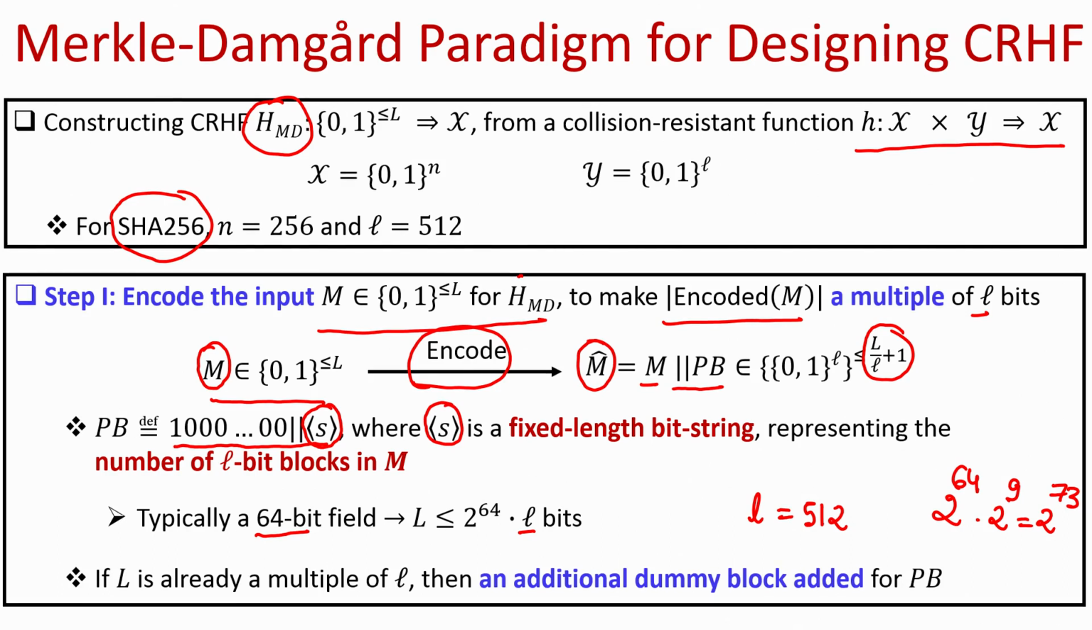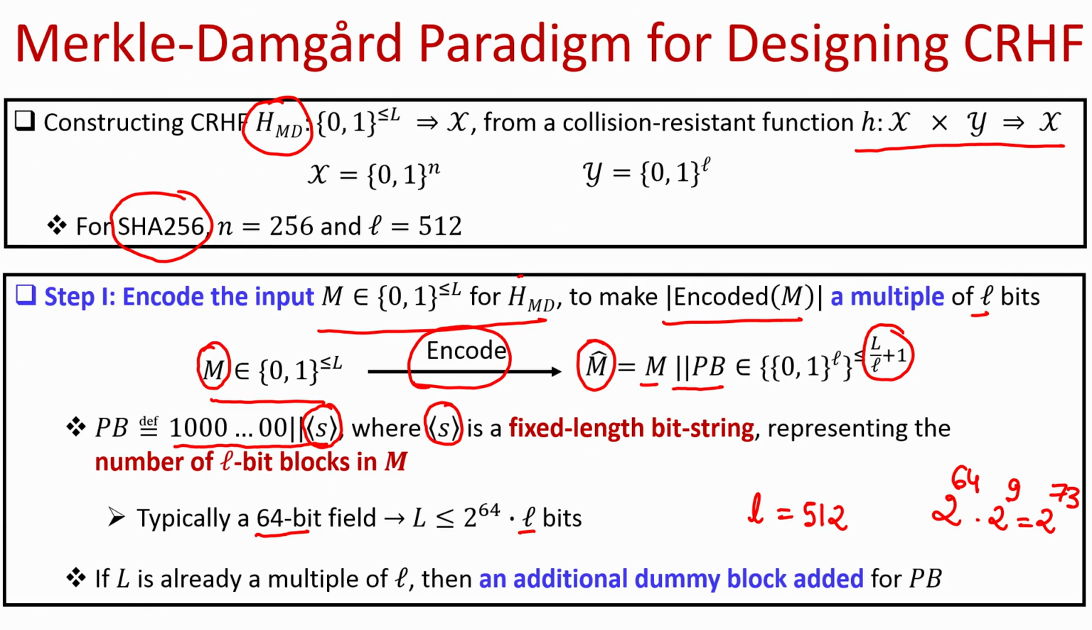Interestingly, if your message big M which you want to hash consists of a number of blocks of little l bits, if its length is already a multiple of little l bits, that means you do not need to actually do any padding. But then how exactly will the receiver who is going to receive the message come to know whether the padding has happened or not?